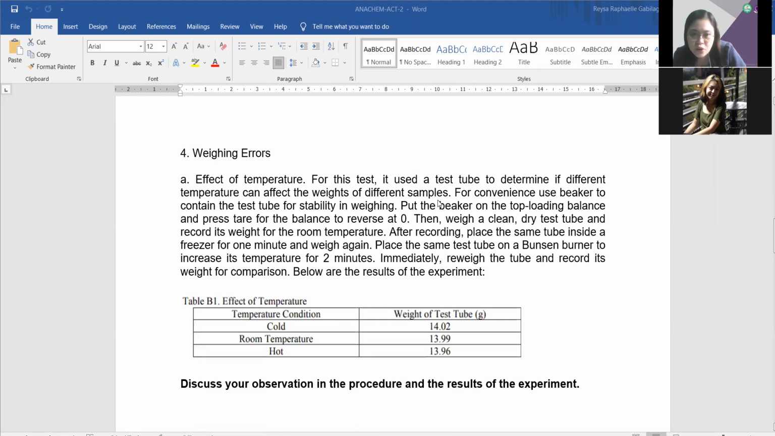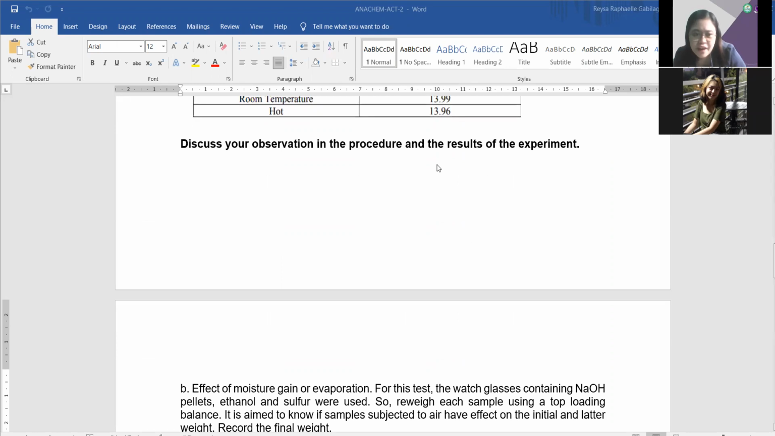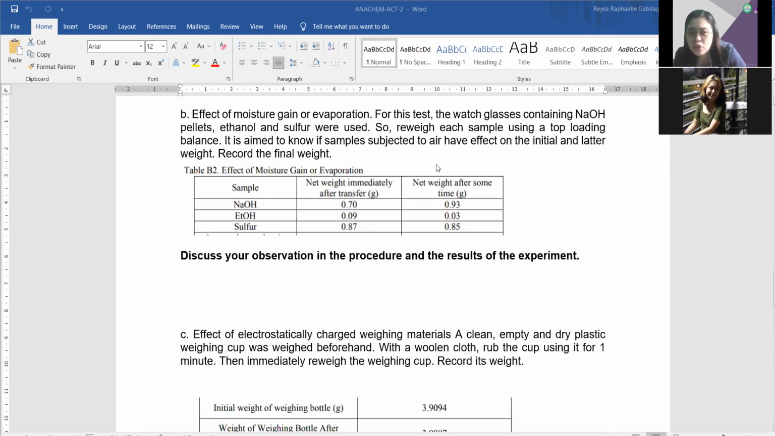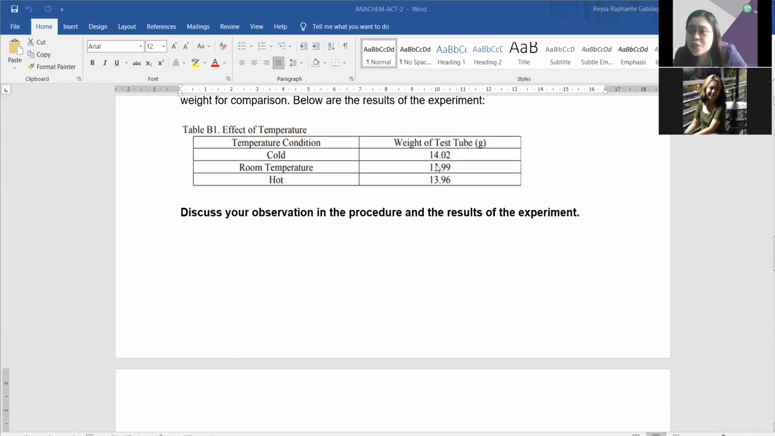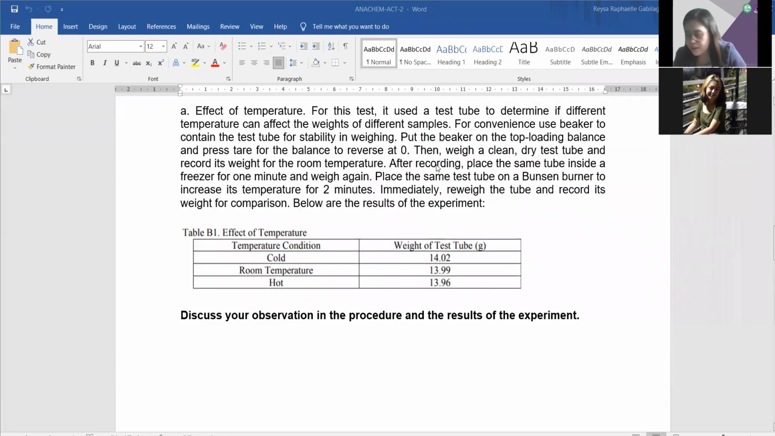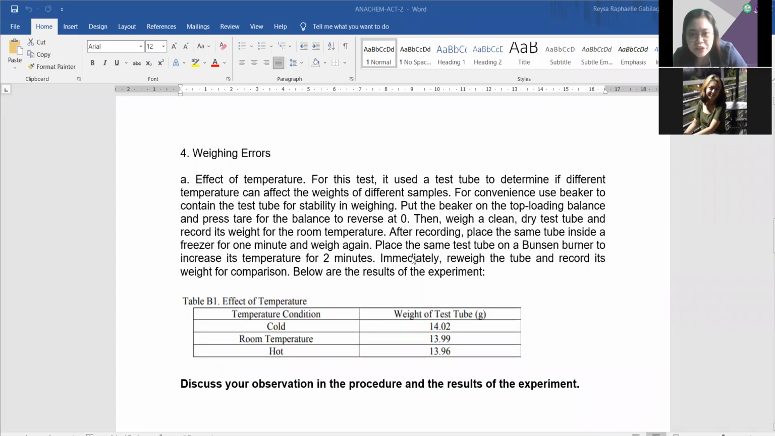And then, weighing errors. Anong gagawin nyo dito? We have here different factors that will affect the accuracy of weighing any chemical substance in the lab. We have effect of temperature, effect of moisture gain or evaporation, effect of the charged particles, and also the buoyancy error. So since we cannot perform this in the laboratory, as for now kasi hindi pa na okay talaga yung schedule with a face-to-face laboratory, ang gagawin nyo here is you have to read the procedure on how to do the experiment on weighing.